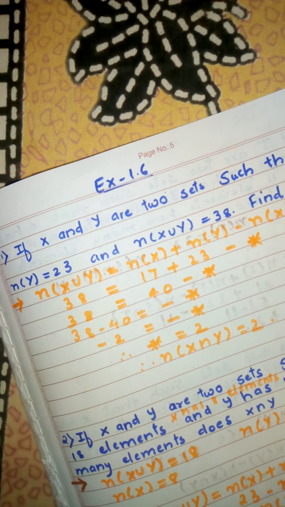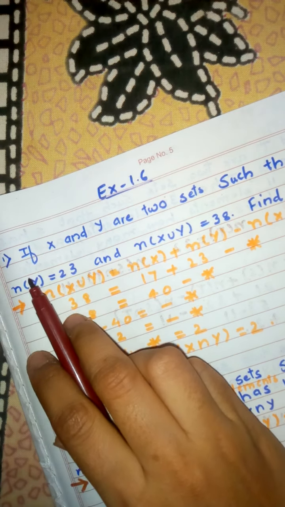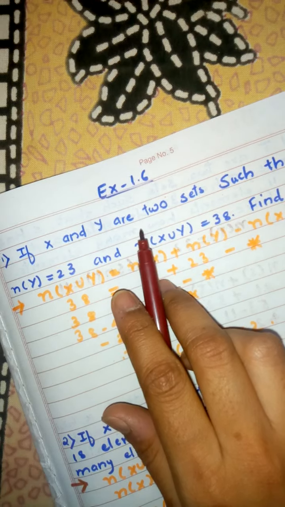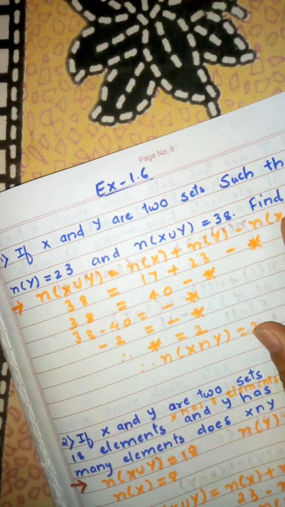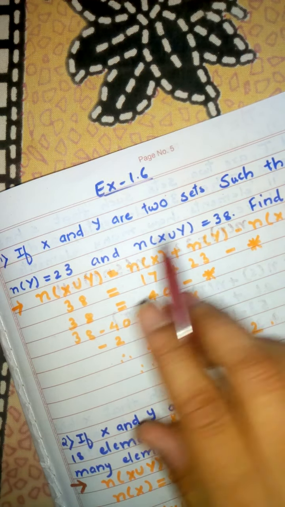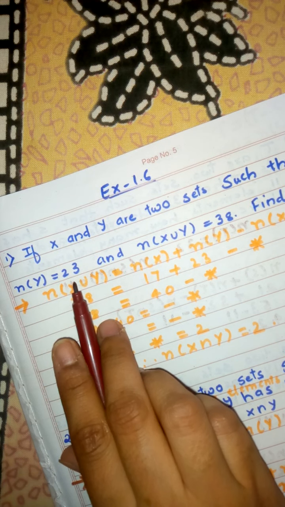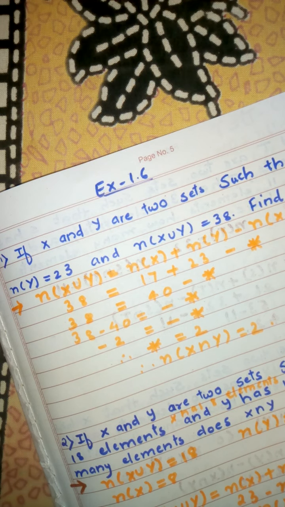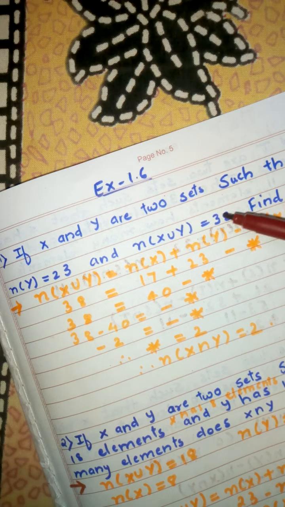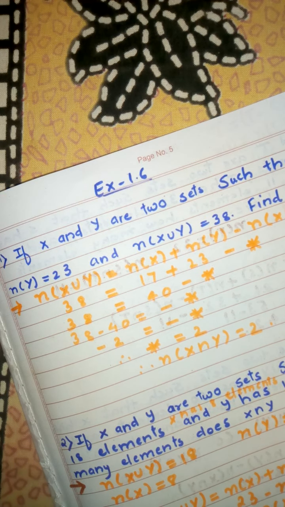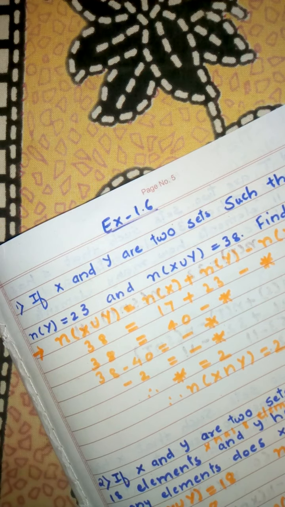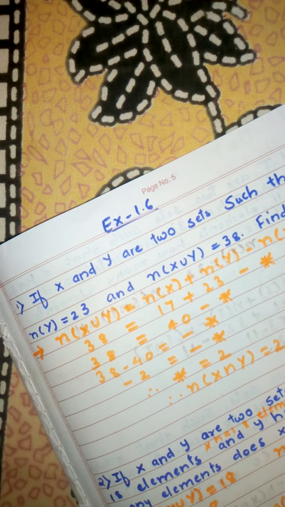Now in the first example it says that if x and y are two sets such that the number of elements in x is equal to 17, the number of elements in y is equal to 23, and the number of elements in x union y is 38. We have to find the number of elements in x intersection y.